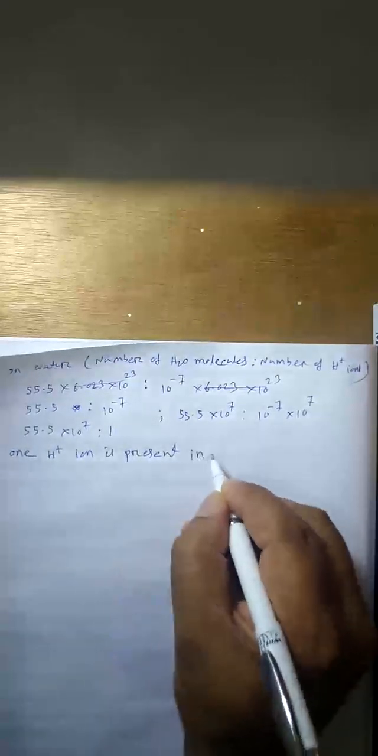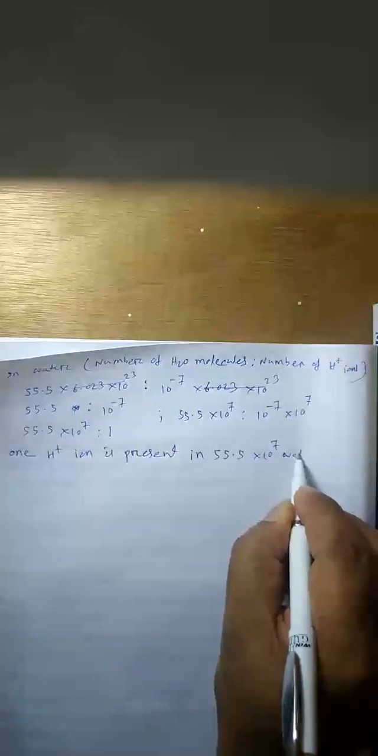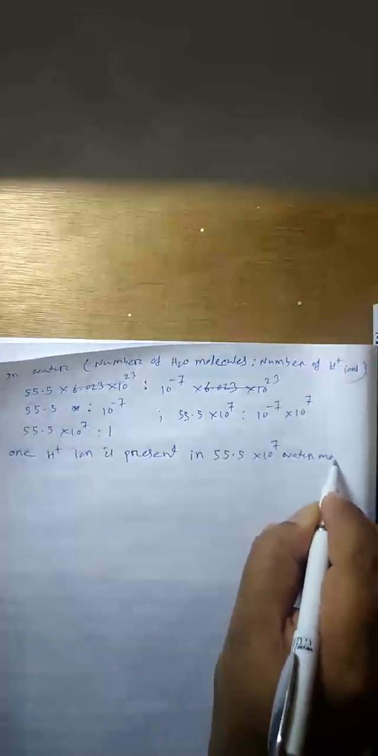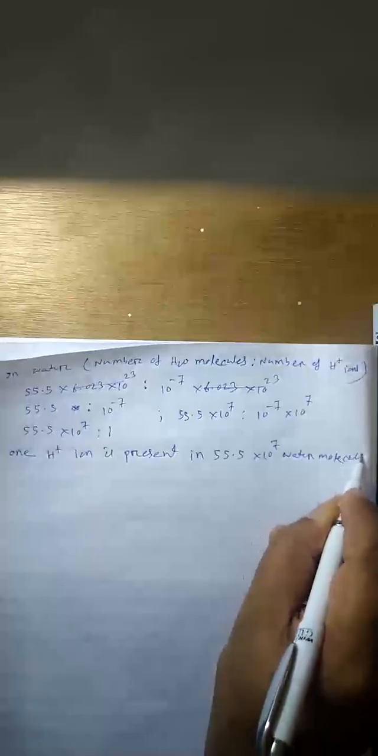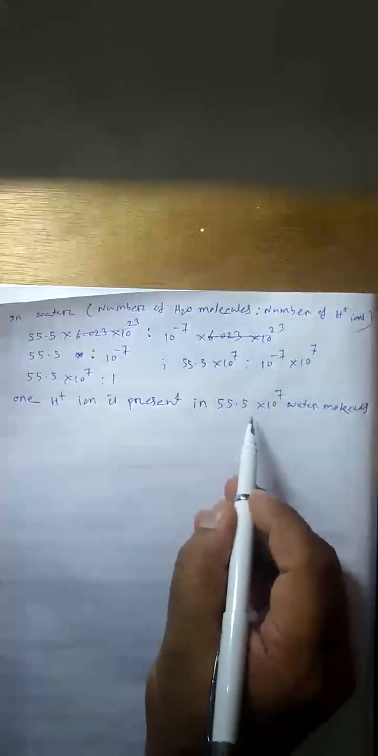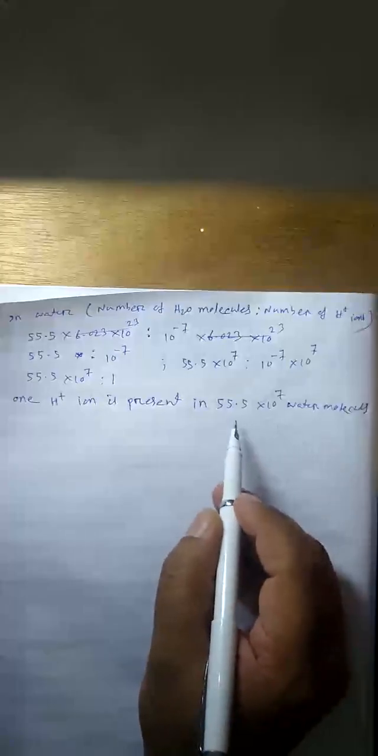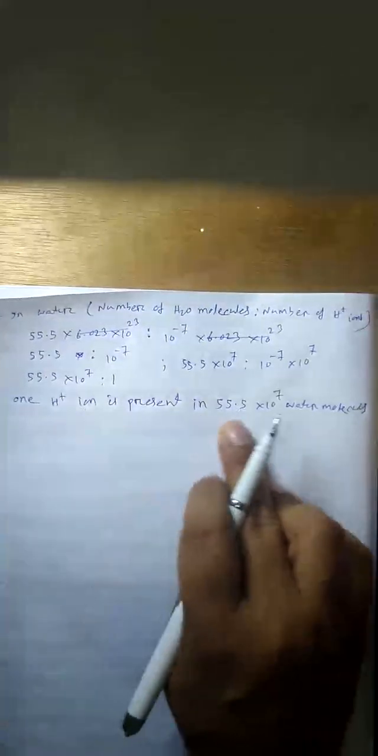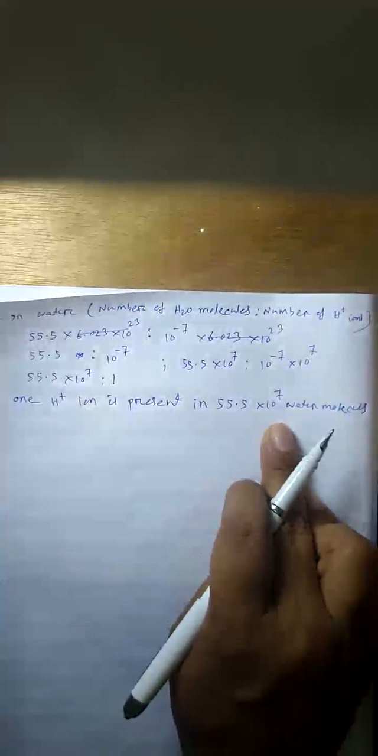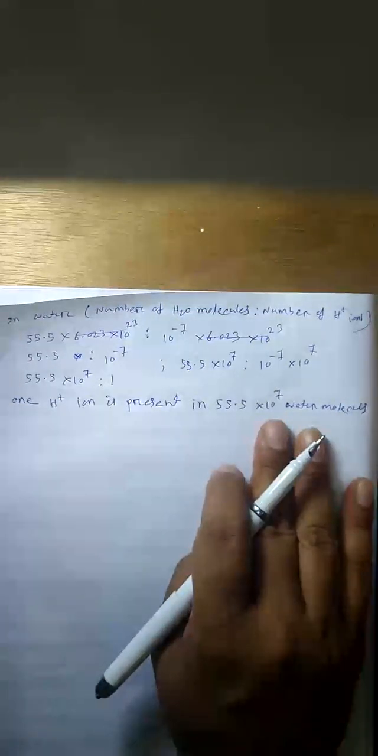in 55.5 into 10 to the power 7 water molecules. That means 1 H plus ion is present in every 55.5 into 10 to the power 7 water molecules. That means you see that water is neutral because only 1 H plus ion is present in that many molecules. That is why water is neutral.